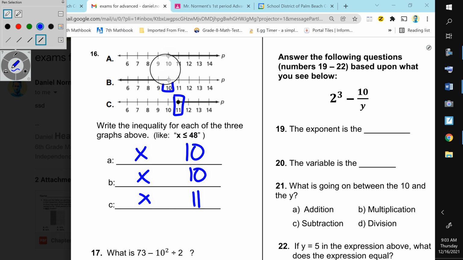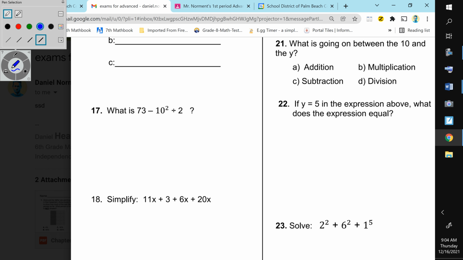And so all you need to do is figure out what symbol goes right here. Alright? So, since these are open and open, it's going to be this or this. And since this is closed, it's going to be that or that. That's all the help that I'm willing to give you for that one, okay?